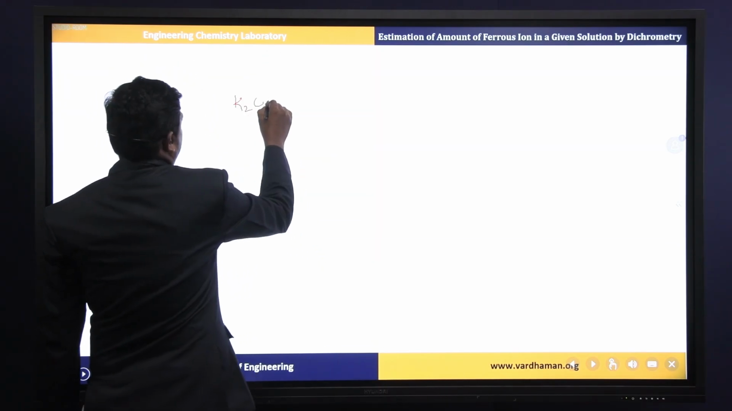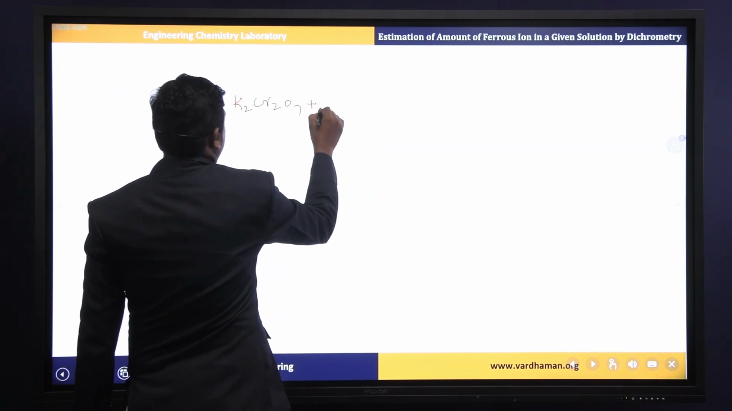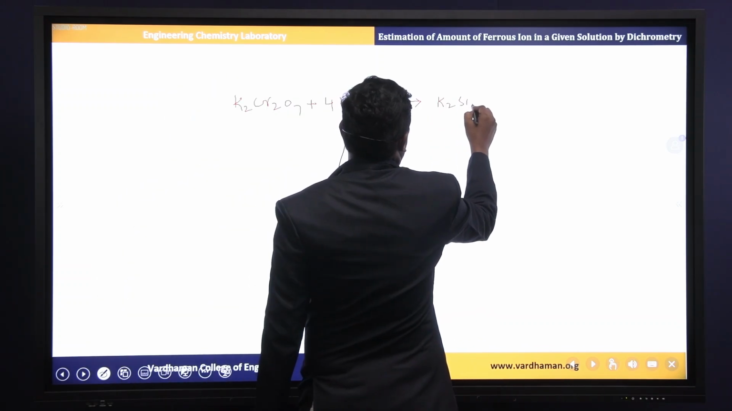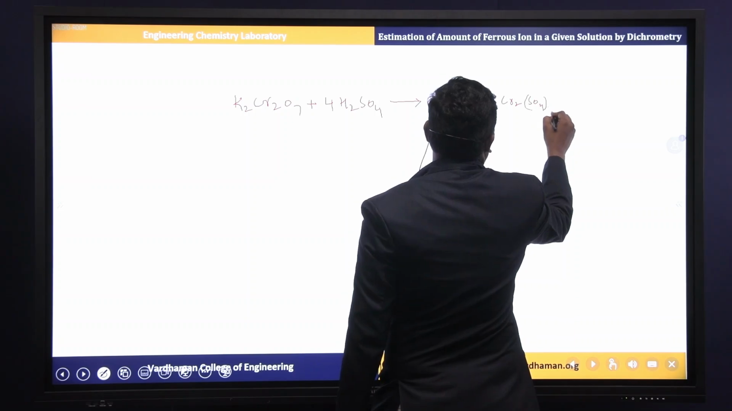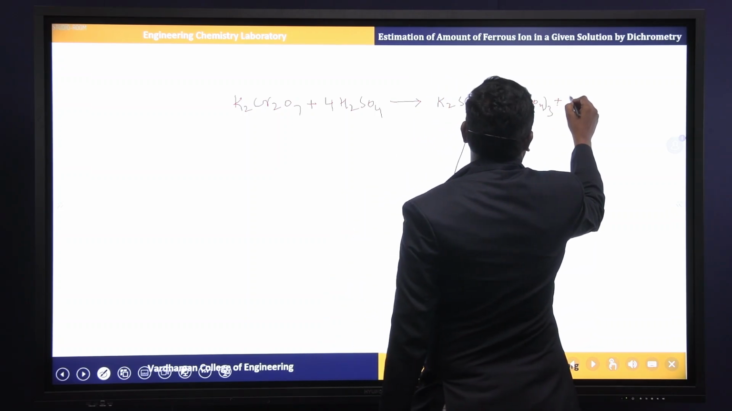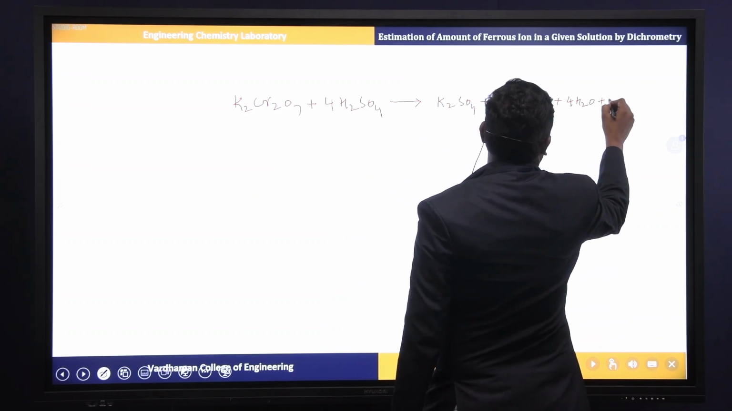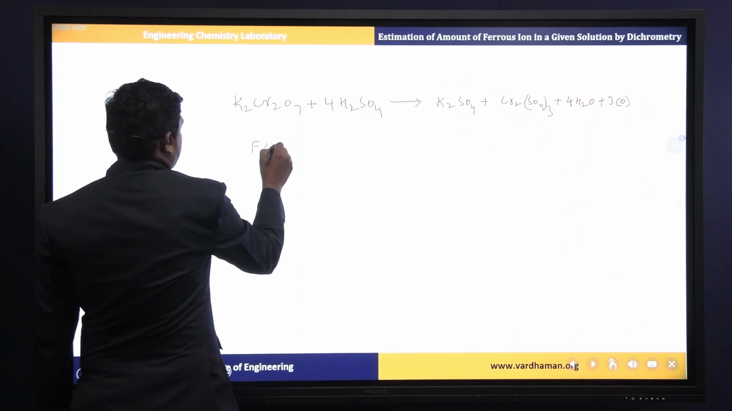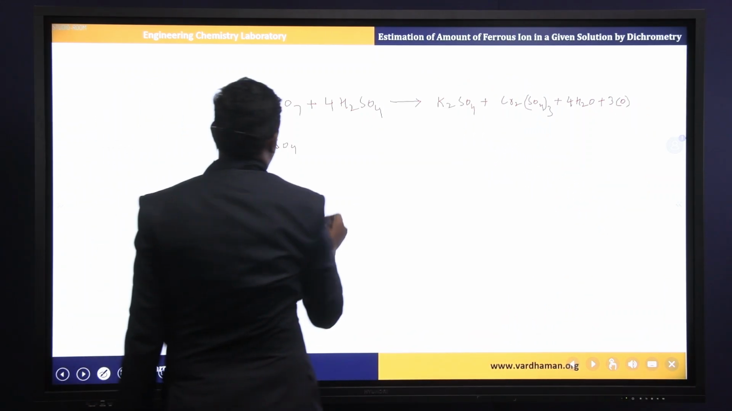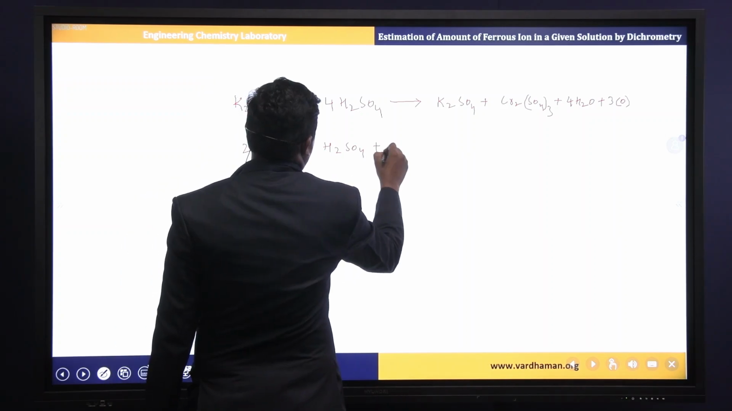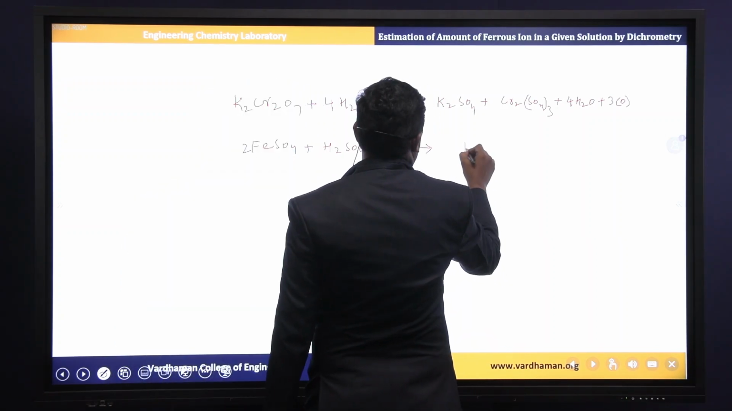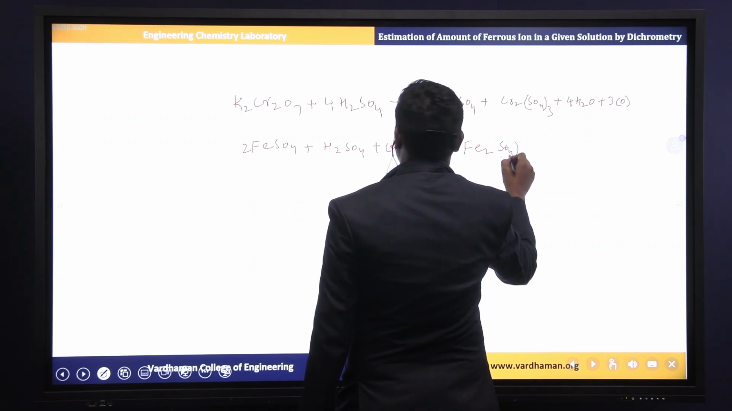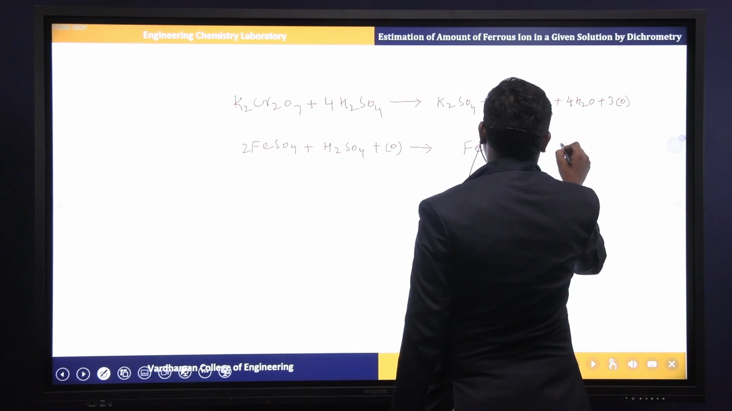Here potassium dichromate K2Cr2O7 reacts with sulfuric acid to form K2SO4 plus Cr2(SO4)3, that is chromic sulfate. It also forms 4 moles of water plus 3 moles of nascent oxygen. And Mohr's salt, that is ferrous sulfate: 2 moles of ferrous sulfate react with sulfuric acid plus nascent oxygen. The ferrous ion changes to ferric ion, forming ferric sulfate plus water.